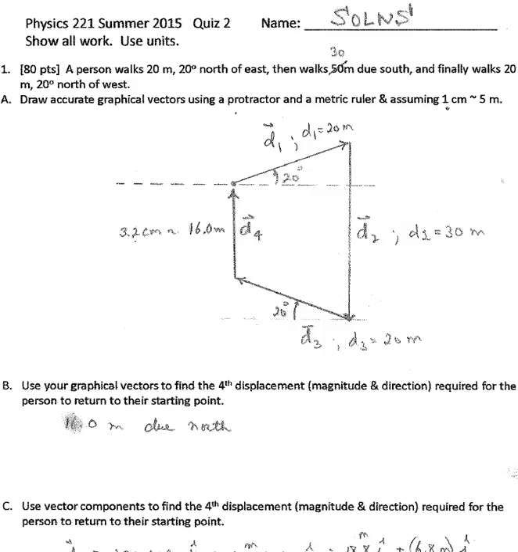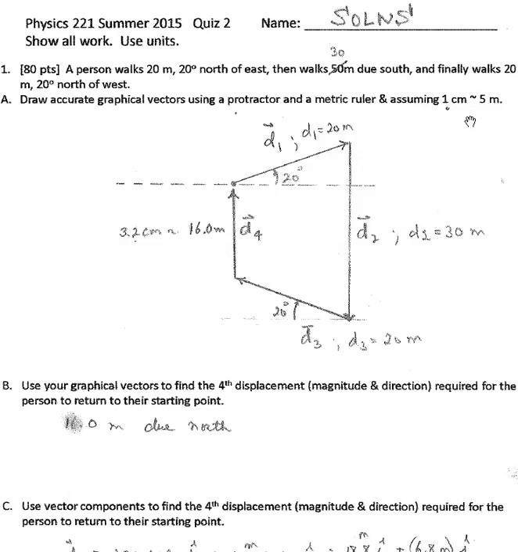Okay, so I'm going to go over the solutions to quiz 2. Here are my solutions. First question was a person walks 20 meters 20 degrees north of east, then walks 30 meters due south, and finally walks 20 meters 20 degrees north of west. Draw accurate graphical vectors using a protractor and a metric ruler, and assuming 1 centimeter is equivalent to 5 meters.